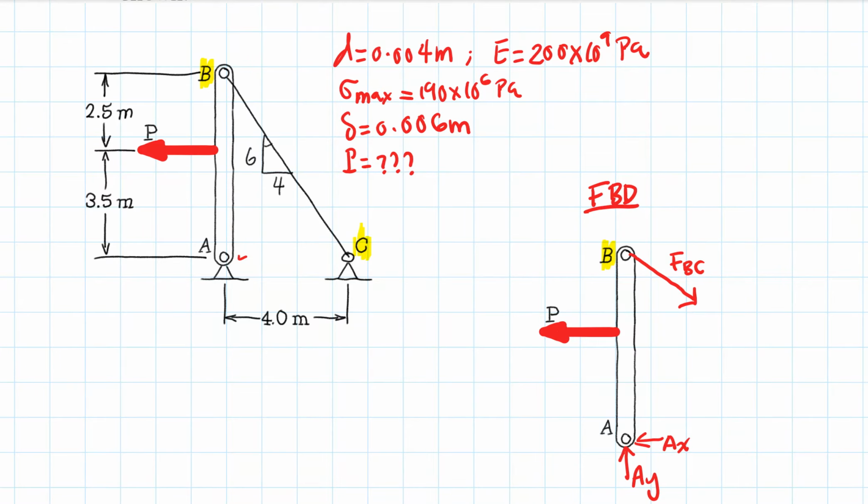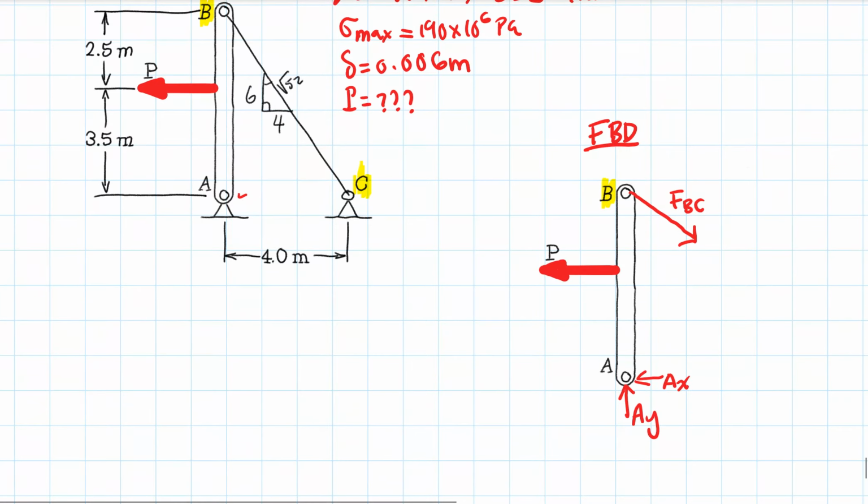So this is a right triangle. We can use the Pythagorean theorem. 6 squared plus 4 squared will give you the square root of 52. So we can use this relationship in here, and we can break the force in the cable BC, which we are interested in, into two components, the vertical component and the horizontal component. And this angle can be the same as this angle in here.